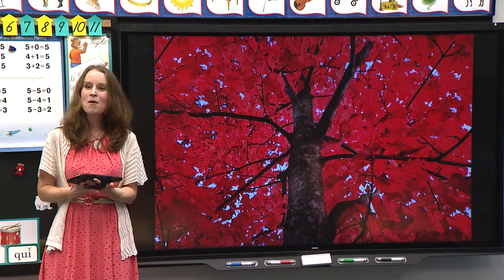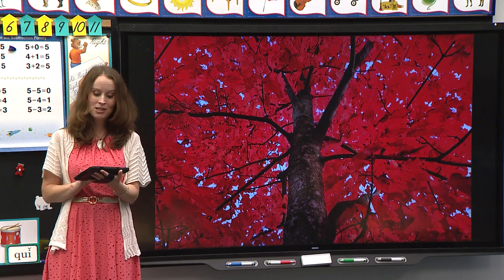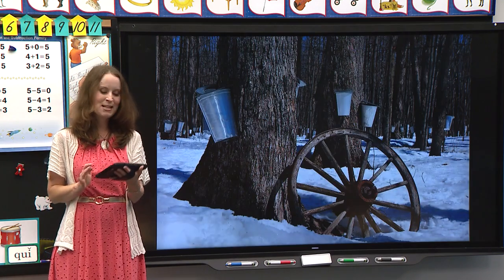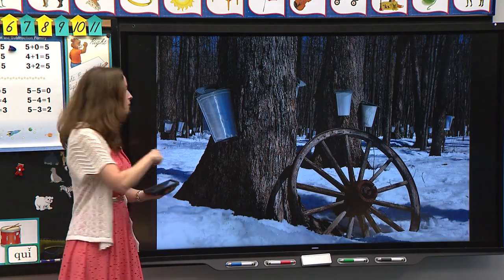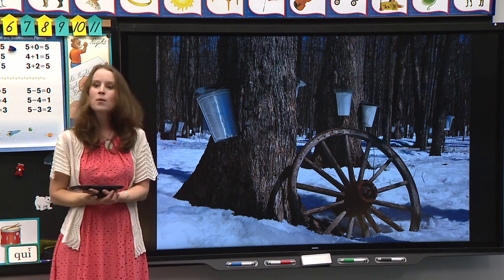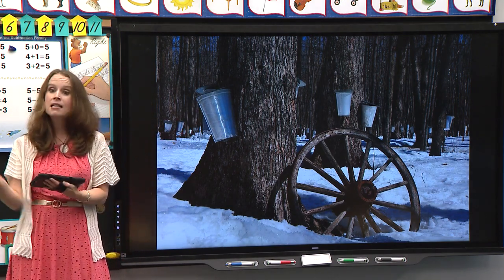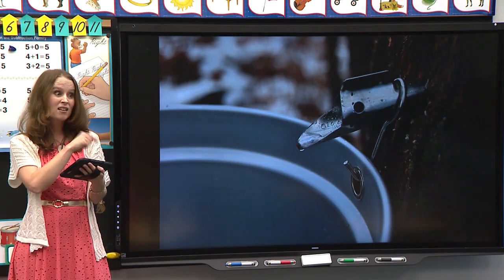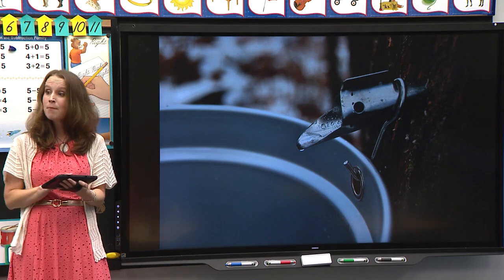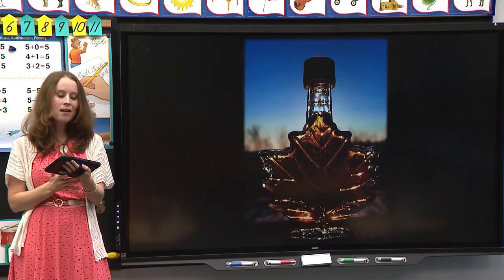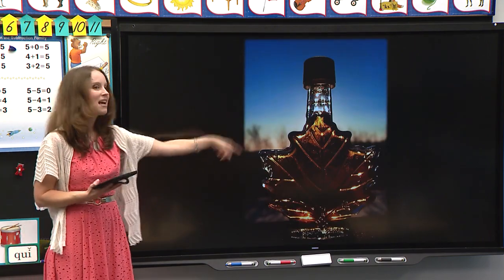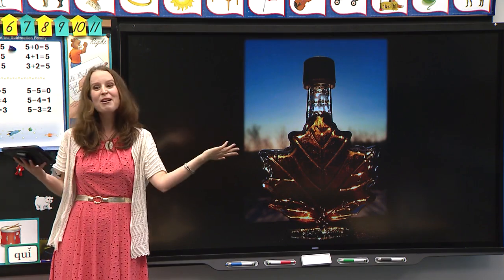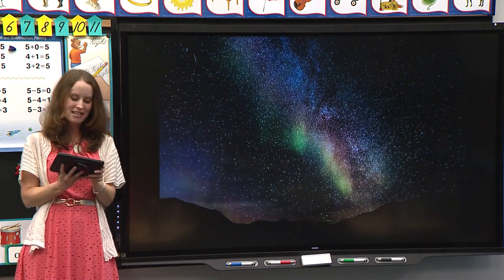Now, this is a picture of a maple tree. Lots of maple trees are in Canada because they like that nice cold weather. Now, from the maple tree, you see these buckets? They're doing something special. They're collecting the sap from inside of the maple tree, and you can see some dripping off that little spigot, that spout. Maple sap is clear until they boil it and boil it and boil it to make this right here, maple syrup, which is delicious on those pancakes.